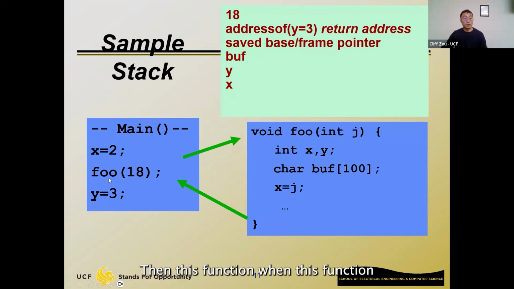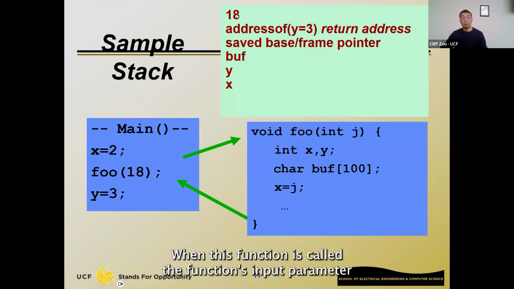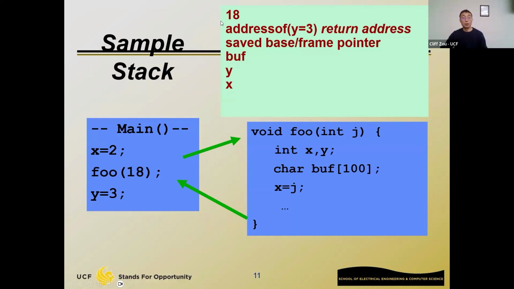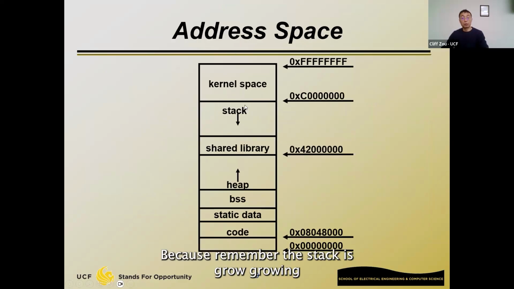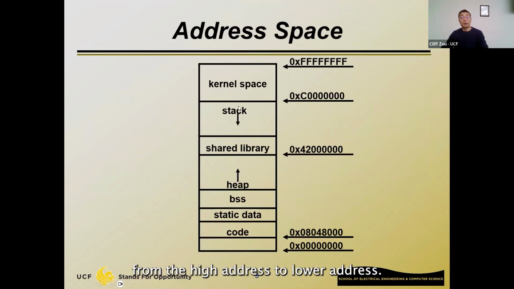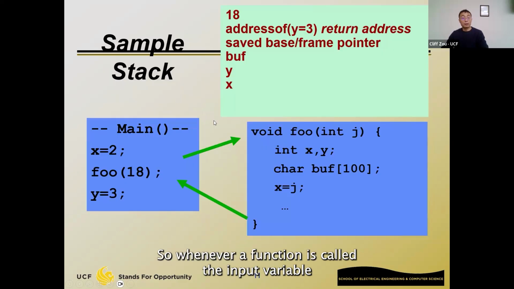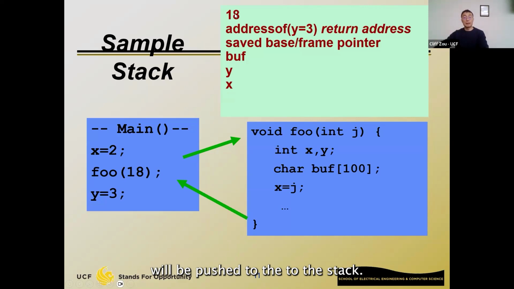Then when this function is called, suppose this is the function code. When this function is called, the function's input parameter will first be pushed into the stack. Because remember, the stack is growing from the higher address to lower address. So whenever a function is called, the input variable will be pushed to the stack. Then the return address will be pushed to the stack.